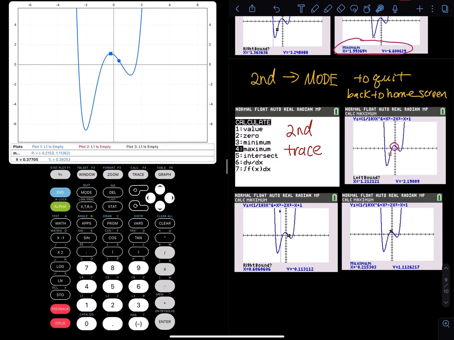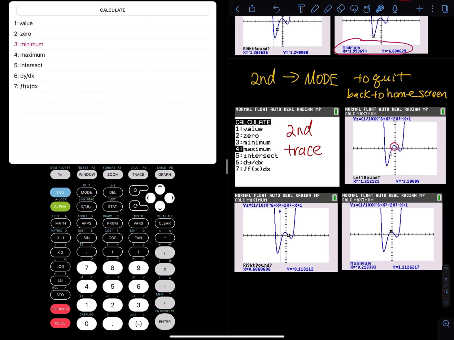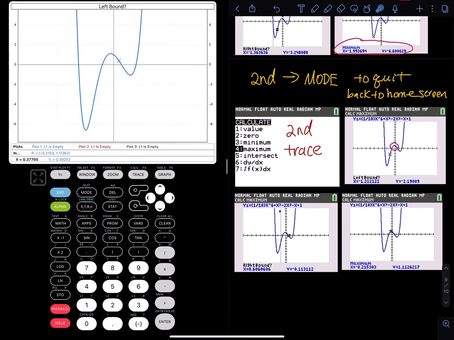And then what about the minimum on the right hand side? Same thing: second trace, and then you press the minimum, and do you see that the X is floating around? Place that on the left hand side, which is called the left bound, and then place the X on the right hand side of the minimum, anywhere on the right hand side, and then you hit the enter key. Now they give you the minimum: 1.19 and then negative 1.05.